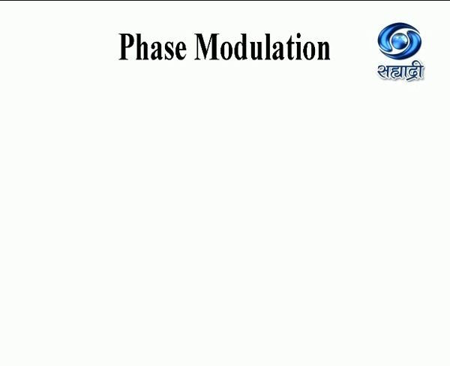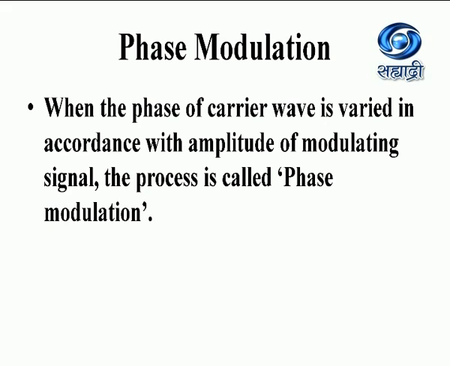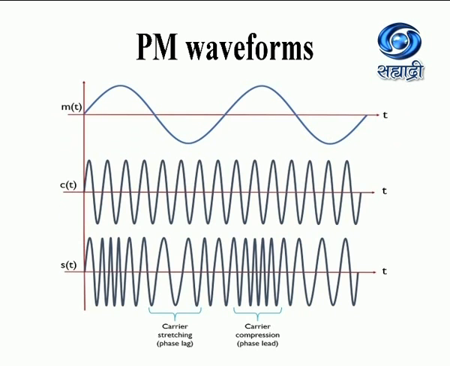The third type of modulation is phase modulation. Basically, frequency modulation and phase modulation are called angle modulation. The definition of phase modulation: when the phase of the carrier wave is varied in accordance with the amplitude of the modulating signal, the process is called phase modulation. In this type of modulation, the third characteristic of the carrier signal is used, that is the phase. So the frequency and amplitude of the carrier signal are constant. These are the waveforms of PM, that is phase modulation.